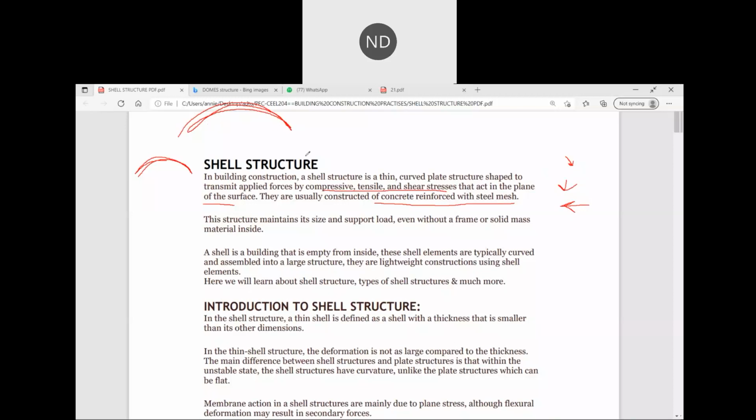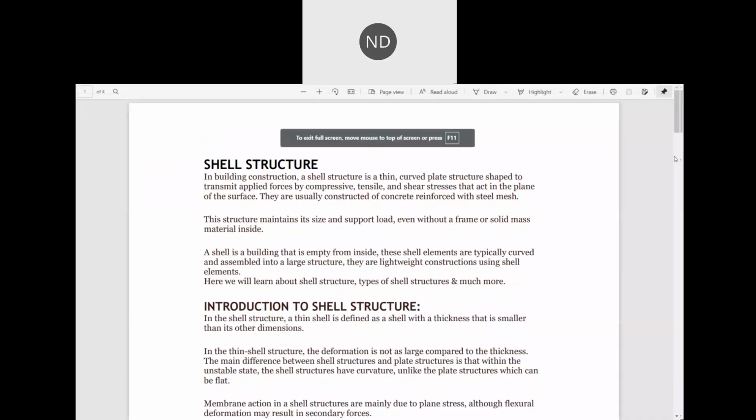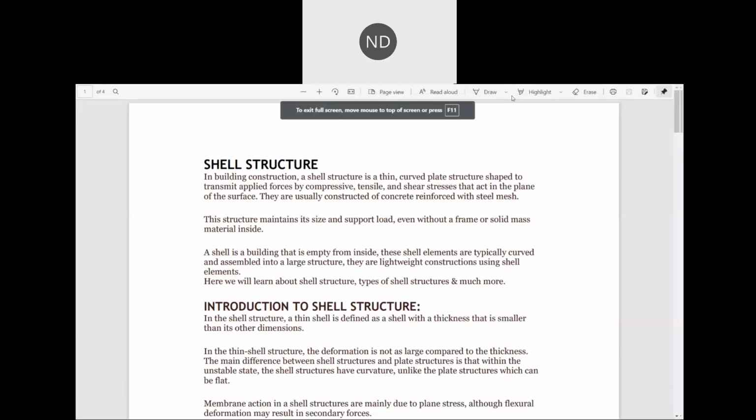Basically they are used in roofs, and sometimes they may be cylindrical also. Shell structures can be cylindrical also, so that will be used in pipe structures, the cylindrical ones. A shell is a building that is empty from inside. These shell elements are typically curved and assembled into a large structure.